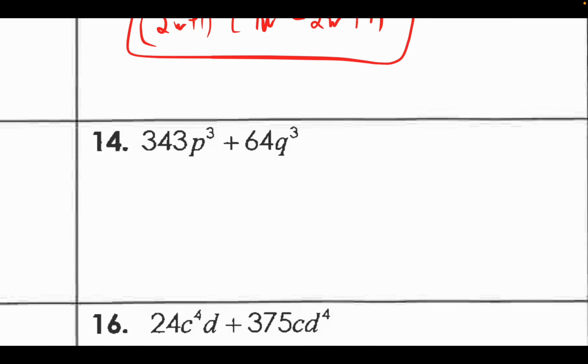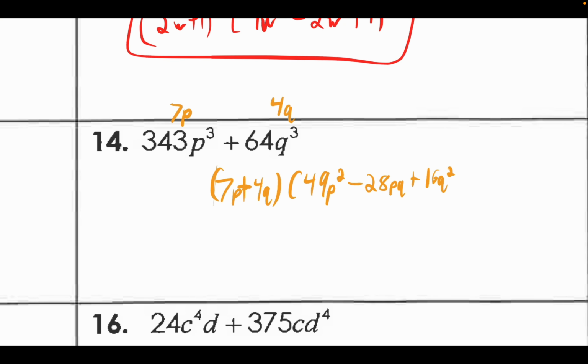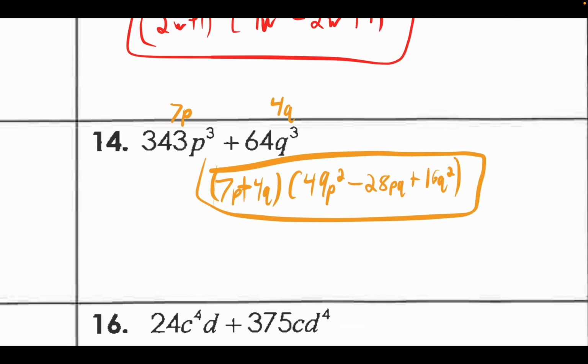Number 14 here, also a sum of two cubes. No GCF. We have 7p cubed would be 343p cubed, and 4q cubed would be 64q cubed. So 7p plus 4q for a plus b. And then a squared, which is 7p squared, is 49p squared, minus a times b, or 7p times 4q, which is 28pq, plus b squared, I almost said minus, which would be 16q squared. And that would be our answer.